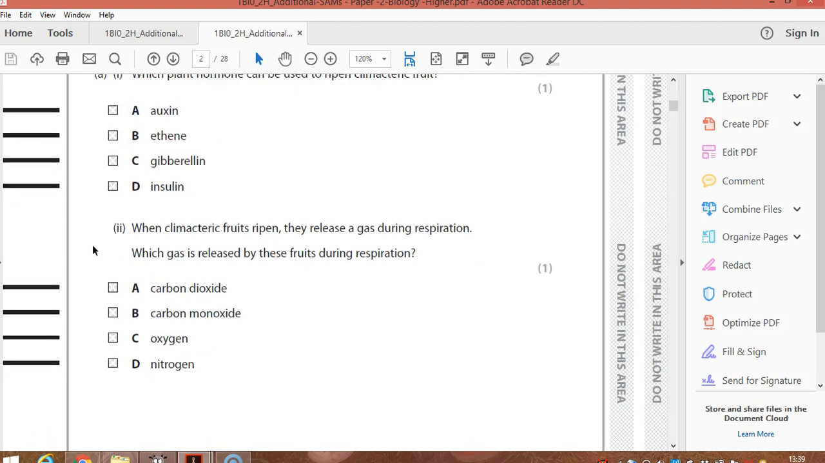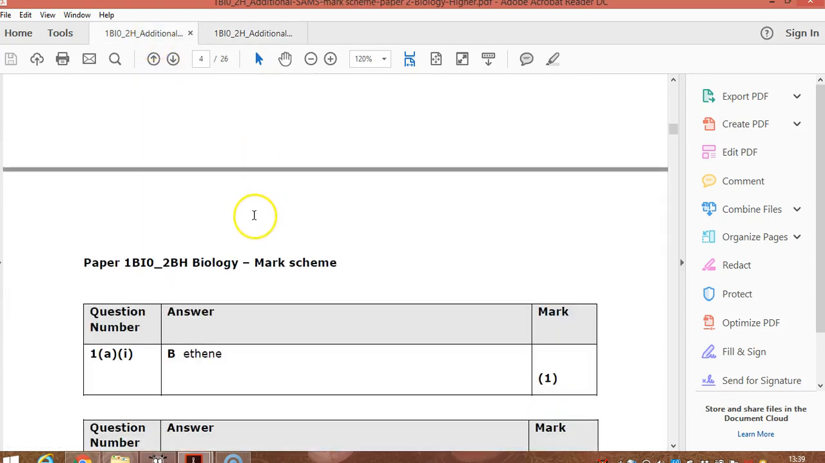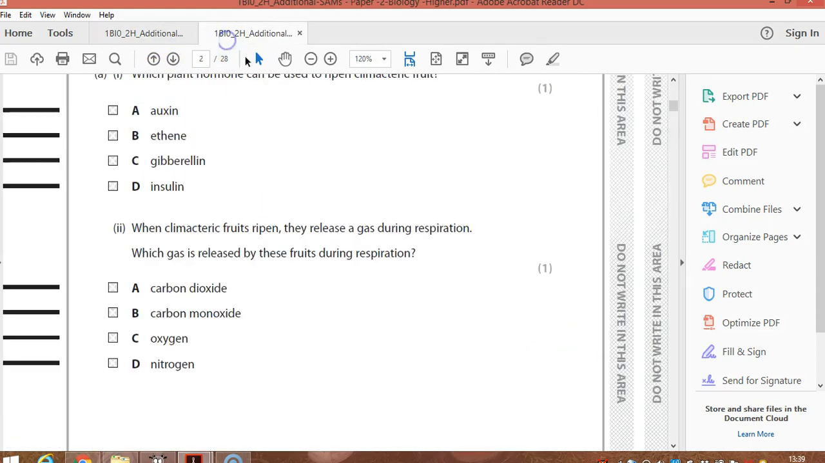When climacteric fruits ripen, they release gas during respiration. Which gas is released by these fruits during respiration? A, carbon dioxide, B, carbon monoxide, C, oxygen, and D, nitrogen. The answer is A, carbon dioxide.